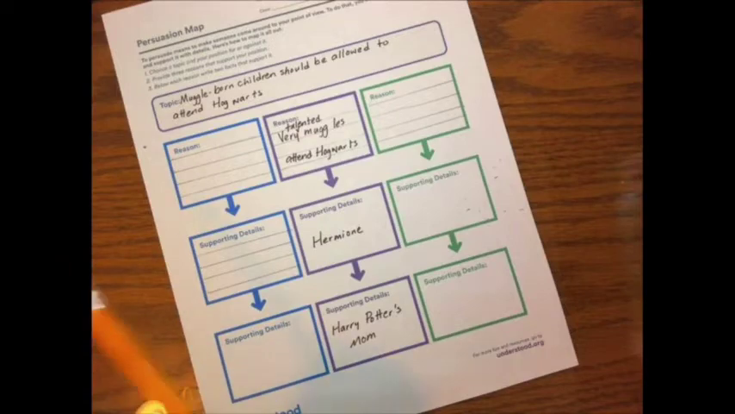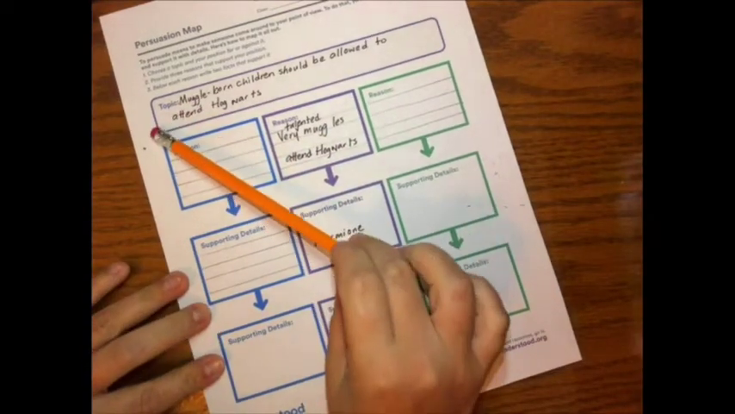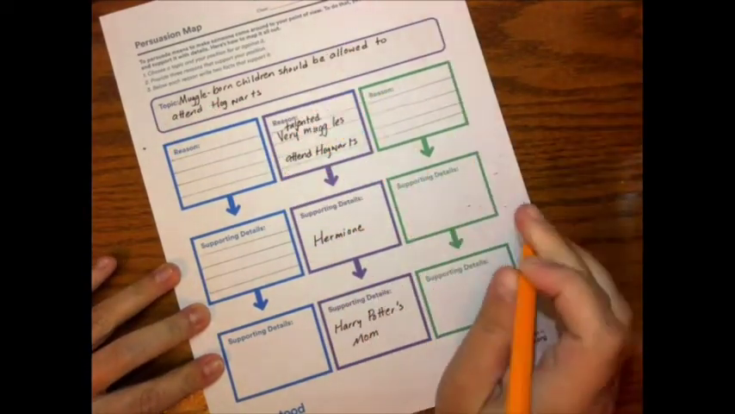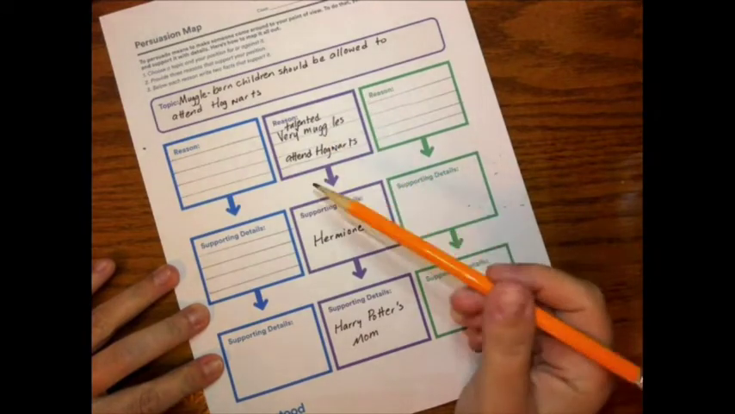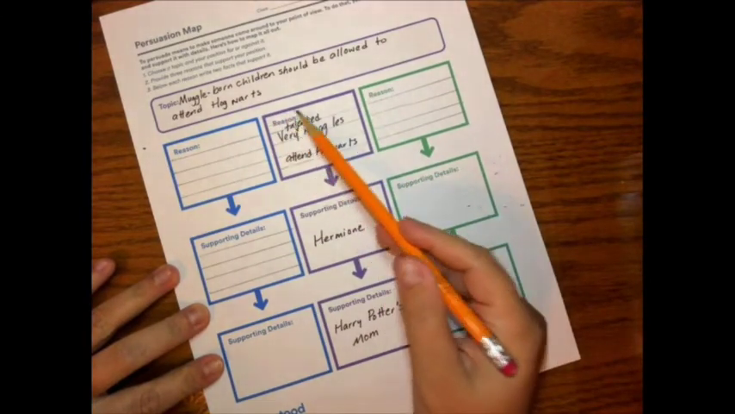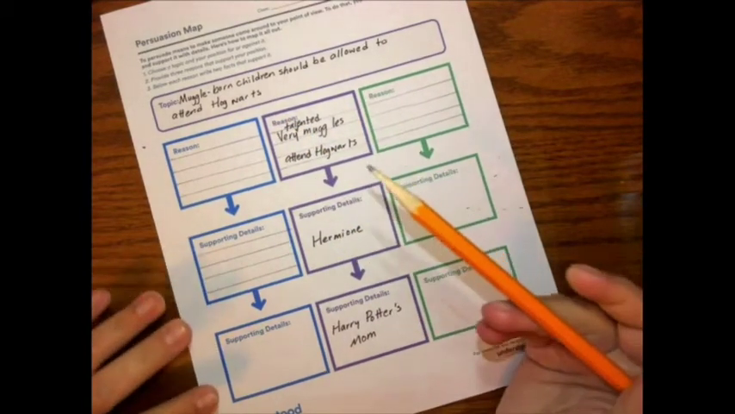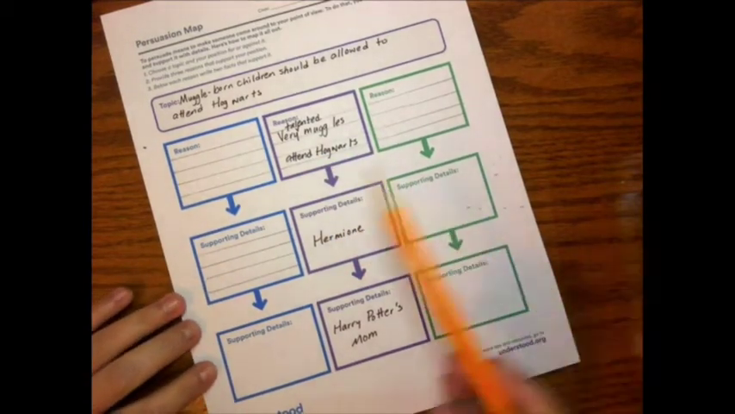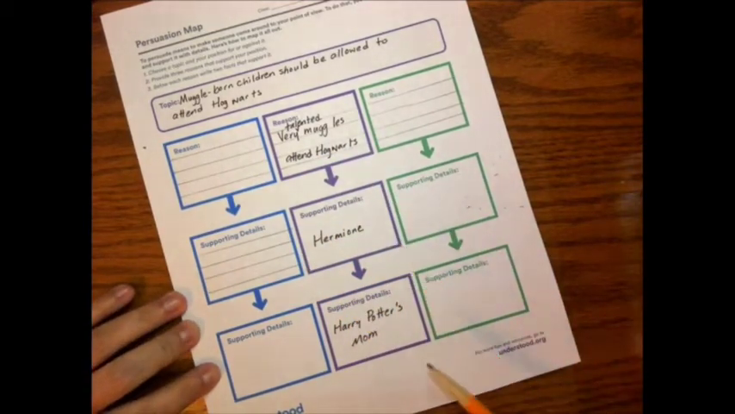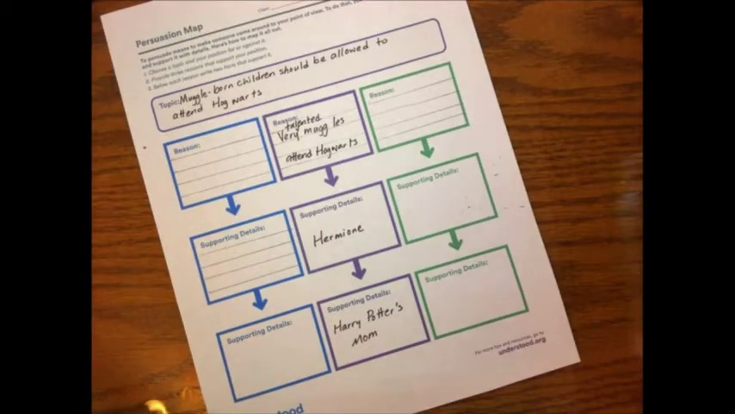And so if you look at this, you can see that your topic right here is that Muggle-born children should be allowed to attend Hogwarts. And they provide a reason right here, that very talented Muggles attended Hogwarts, such as, here's your 2 details, Hermione and Harry Potter's mom.